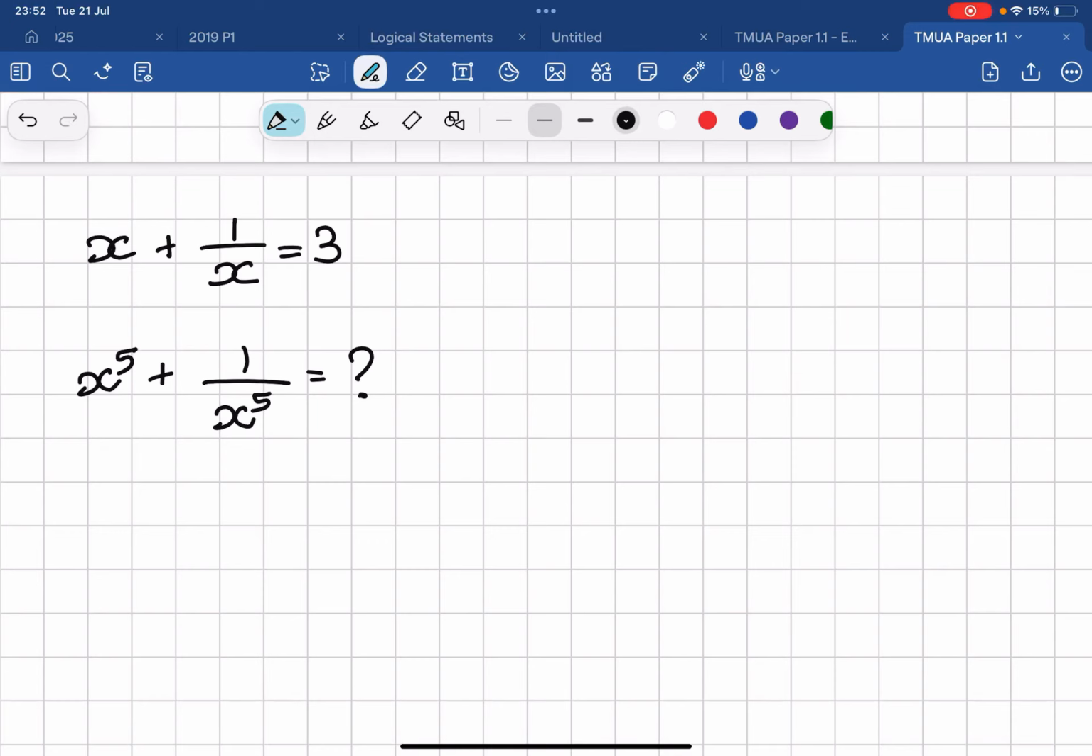Yes lads, we have an Olympiad-style problem here. We're given that x plus 1 over x equals 3 for real values of x. Let's find x to the 5 plus 1 over x to the 5.